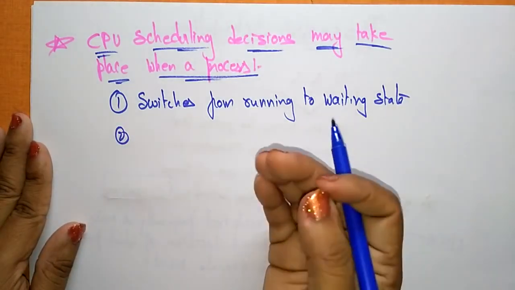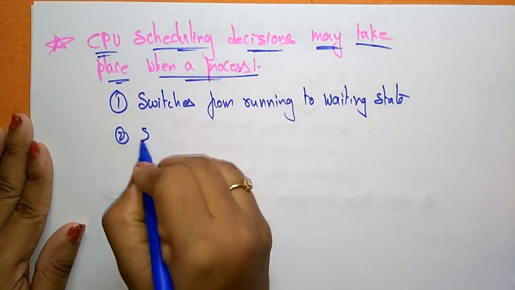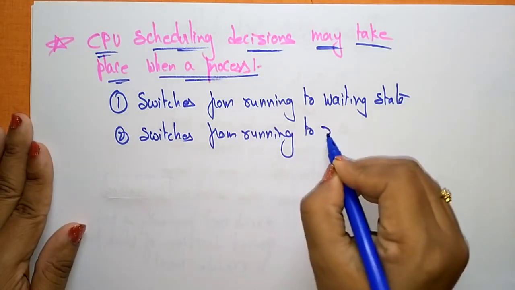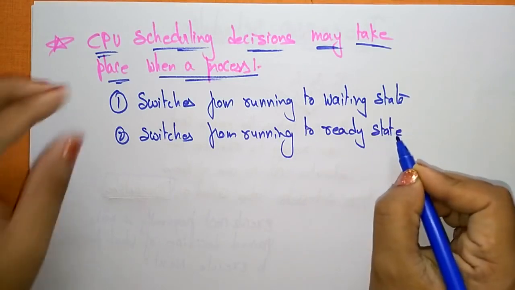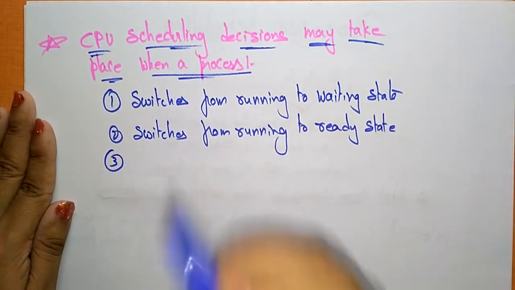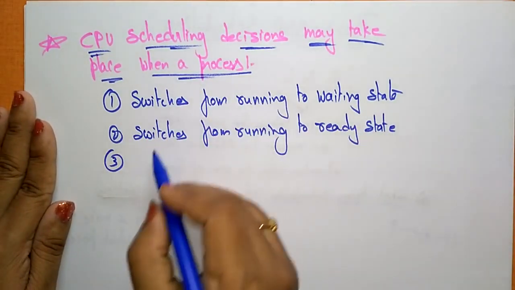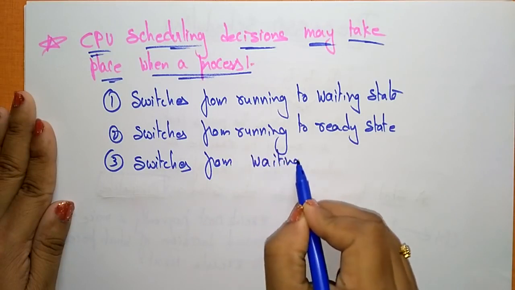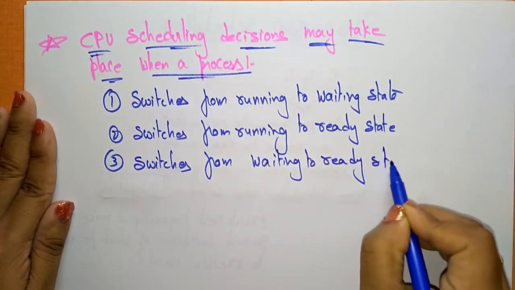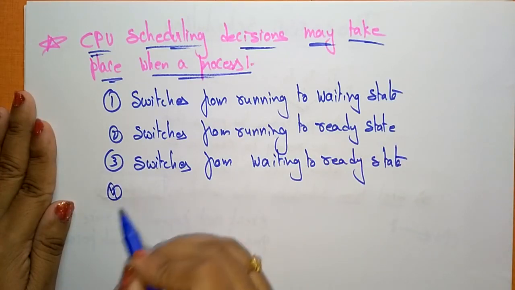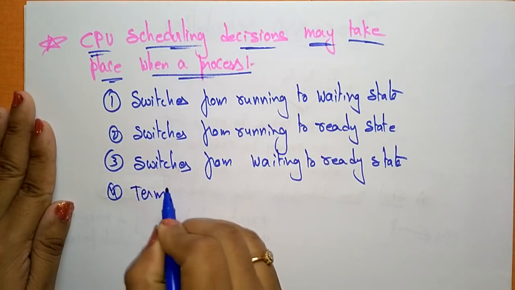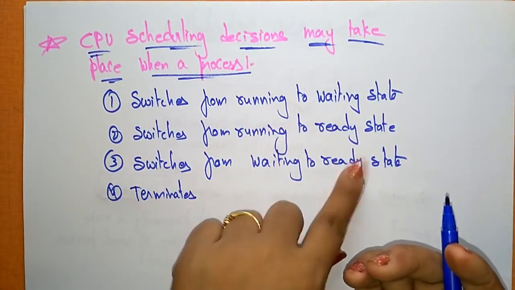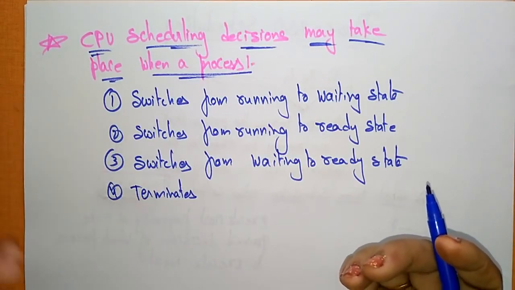CPU scheduling decisions may take place when a process switches from running to ready state. For that type of process also the CPU schedules one time. And CPU scheduling decisions may take place when a process switches from waiting to ready state. And the last, CPU scheduling decisions may take place when a process terminates. So these are the decisions at the time when the process switches from running to waiting, running to ready, waiting to ready, and when it terminates. The CPU is going to make some scheduling decisions.